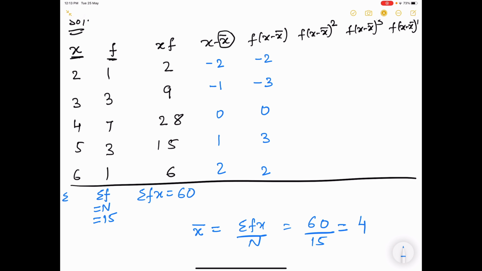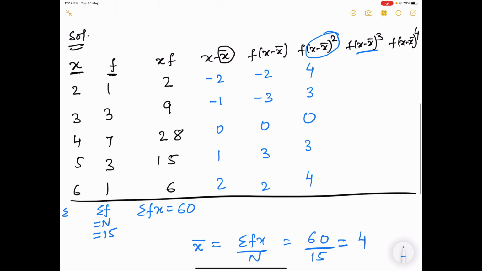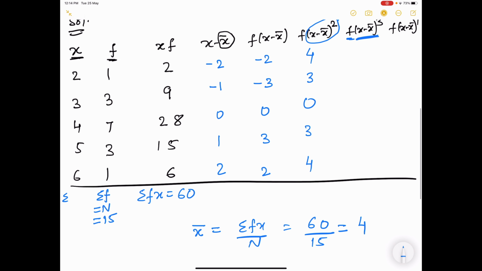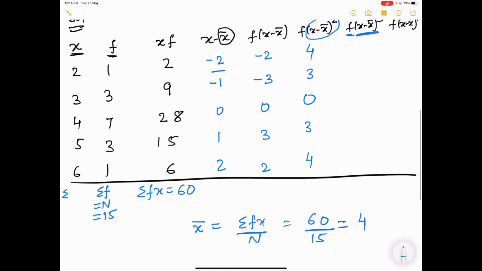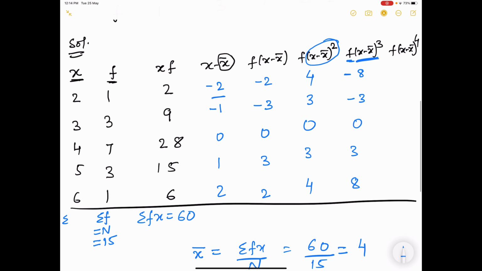Similarly, we have to do x minus x bar whole square and multiply it by the frequency. So it will come out to be 4, 3, 0, 3 and 4. And then we have x minus x bar cube, and then we have to multiply it with the frequency. Then it is minus 8 into 1, so it is minus 8, minus 3, 0, 3 and 8. And then we have to find x minus x bar to the power 4. So it is coming out to be 16, 3, 0, 3 and 16.